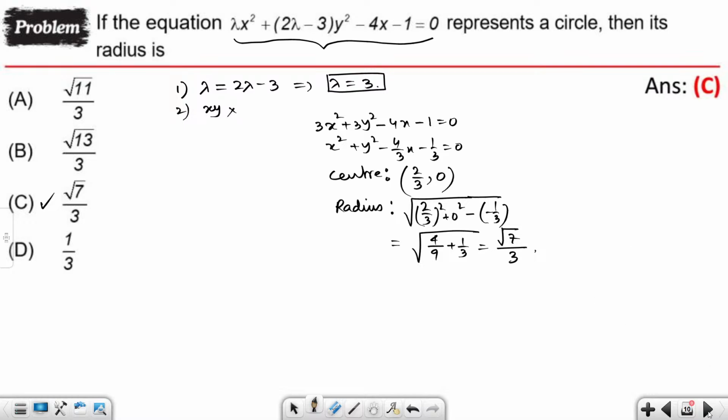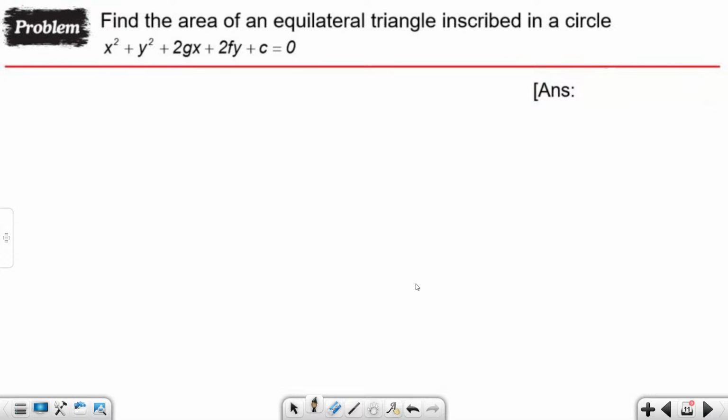Okay, let us take another problem. See this question, very important question. Let me tell you one thing. I will do this problem. I will find out what is the area of the equilateral triangle inscribed in a circle. But I will request all of you to remember this result. Very, very important, because this result will be needed everywhere.